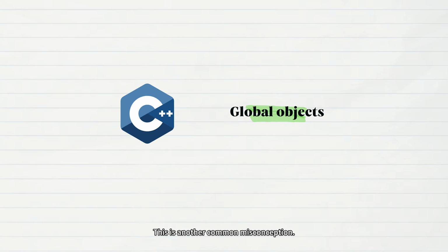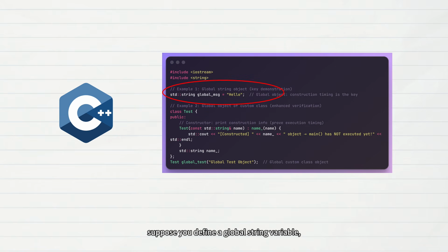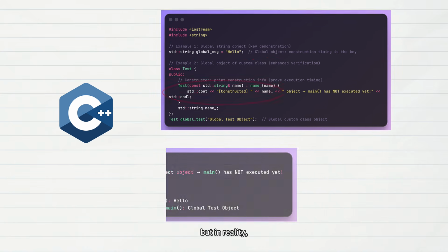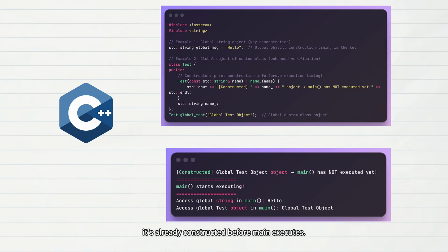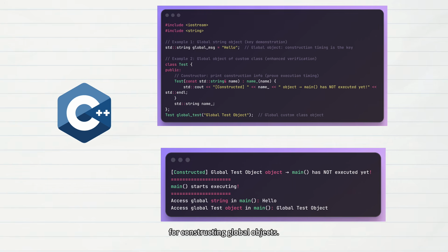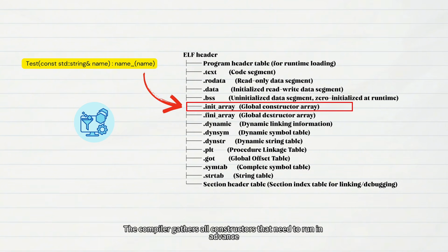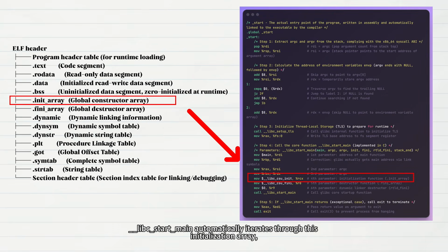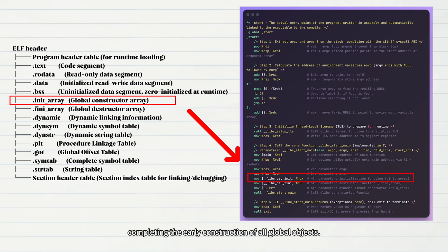This is another common misconception. Let's take an example. Suppose you define a global string variable initialized to hello. Many assume this message variable is initialized inside main, but in reality, it's already constructed before main executes. This is because C++ has a dedicated mechanism for constructing global objects. The compiler gathers all constructors that need to run in advance and places them into a special section called init_array. When program startup reaches this point, __libc_start_main automatically iterates through this initialization array, calling each constructor in turn, completing the early construction of all global objects.